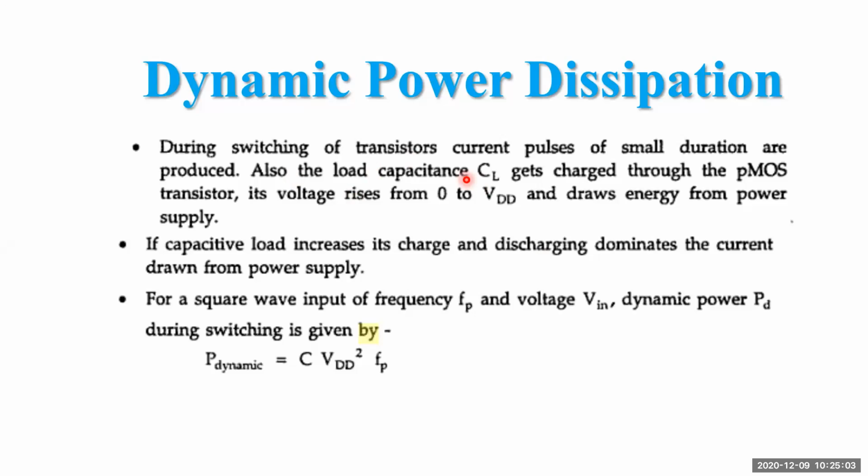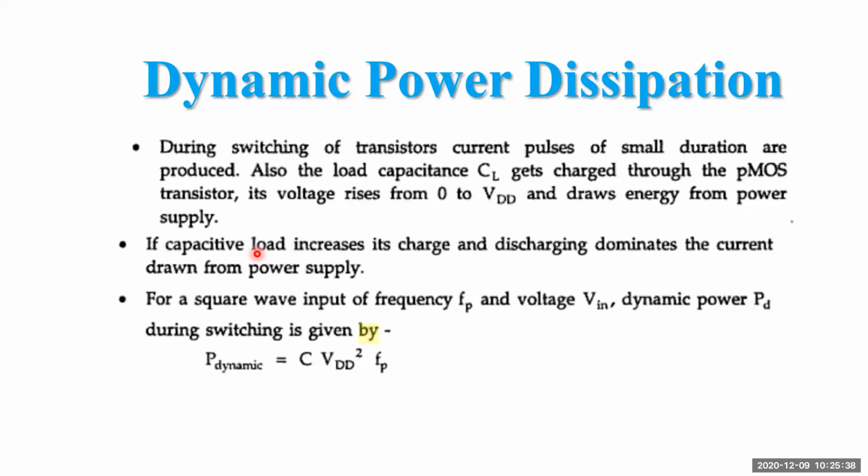How does the switching of load capacitance take place? Here, the switching of load capacitance means we are talking about the charging and discharging of a capacitor. Whenever the capacitor is charging and discharging, even during that time, some amount of leakage of current takes place. It gets charged through the PMOS transistor, its voltage rises from 0 to VDD, and it also draws energy from the power supply. So during this kind of switching times, what happens? The leakage current takes place, and that leakage current also yields the dissipation in the circuit. That kind of dissipation is also called dynamic power dissipation.